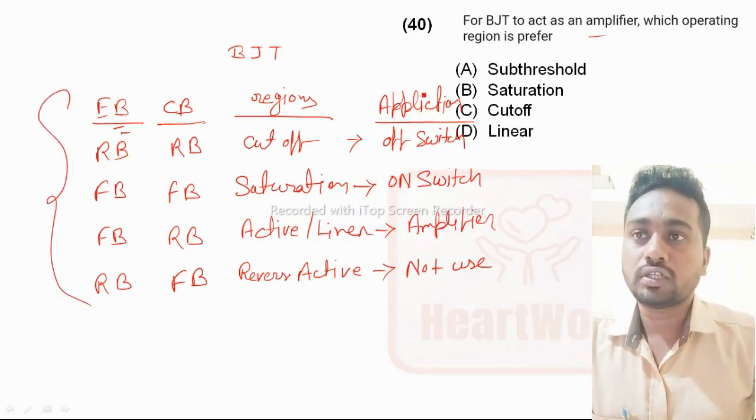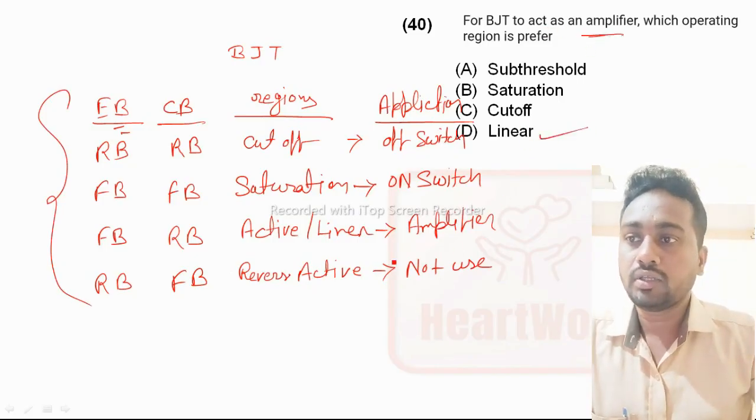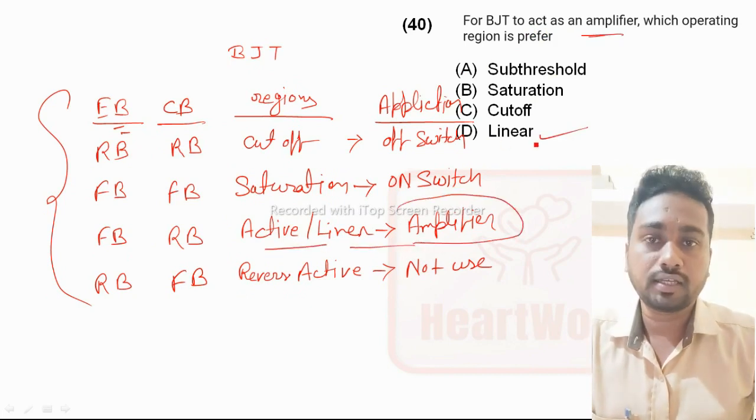So in this question it is asked when a BJT acts as an amplifier. When will it act as an amplifier? In the active or linear region it will act as an amplifier. Option D is the right answer.